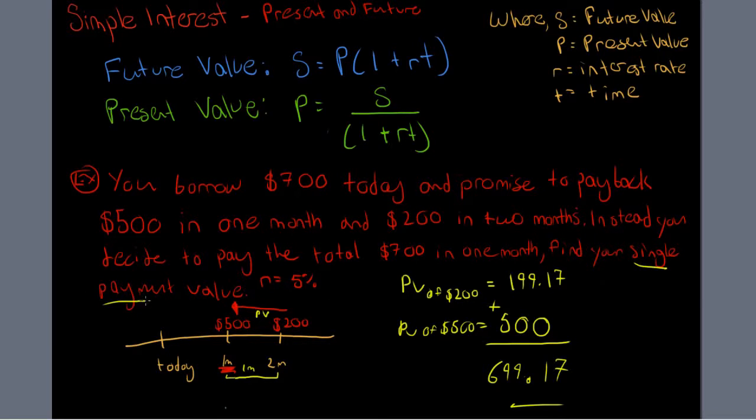Then if the question asks for the single payment value, like it did in this case, you would add up the total payments of a certain day. In this case, we did the 1 month. We added our payment of $200 that we were paying 1 month early, and the $500 that we were supposed to pay on that day, and then we get our total single payment value of $699.17.